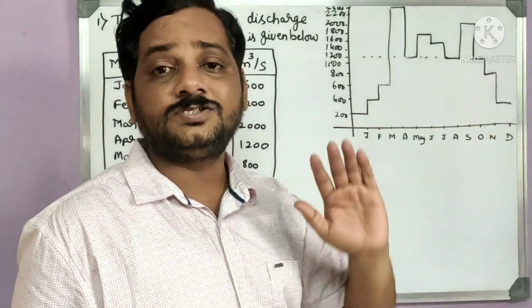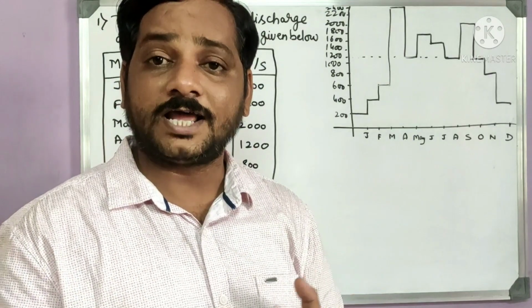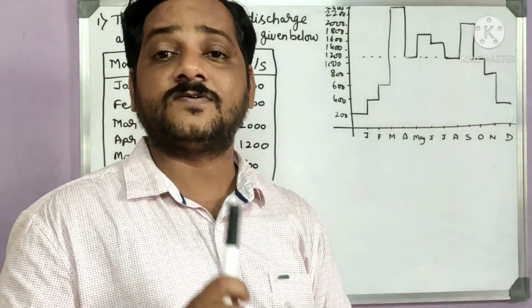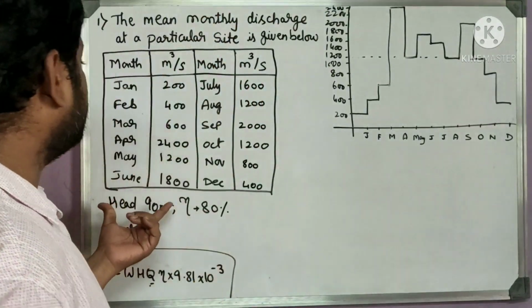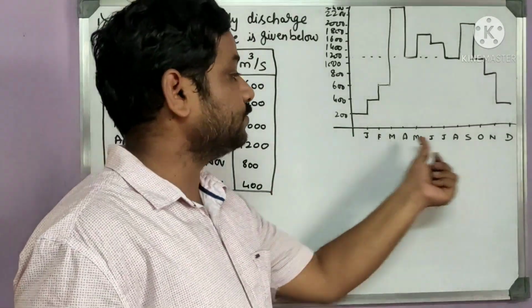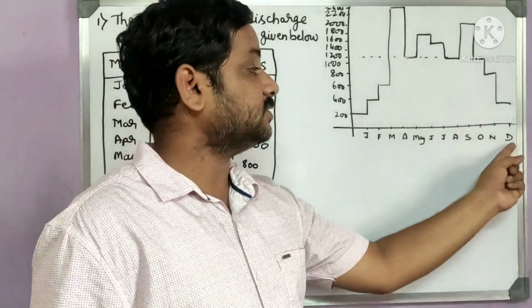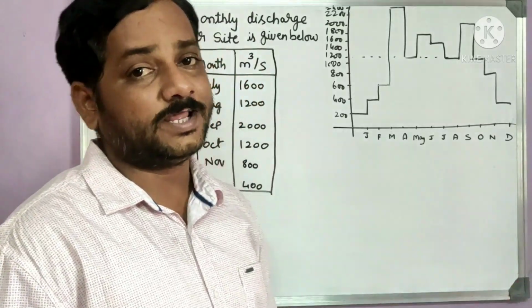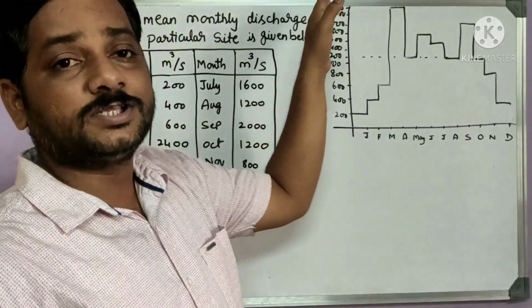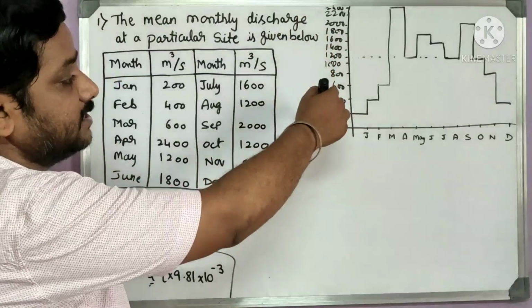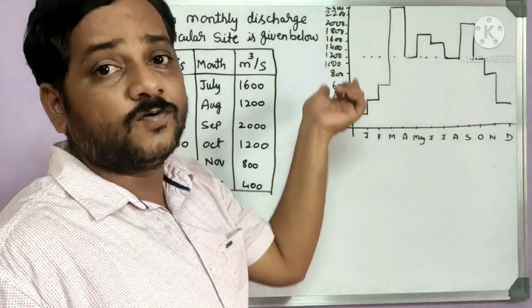So the x-axis has to be with respect to the time. It may be a time in terms of days, in terms of weeks or months. Here it has been given in terms of a month. So I have written Jan to December. January, February, March up to December. 12 months have been given on the x-axis. And here I have given the cubic meter per second, the discharge of water or a flow of water.